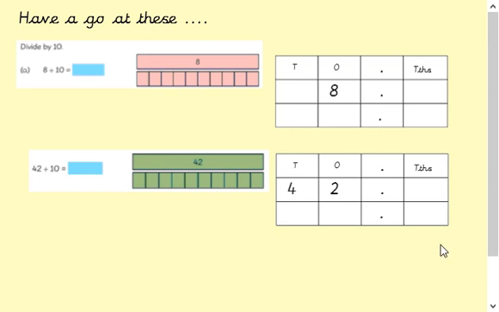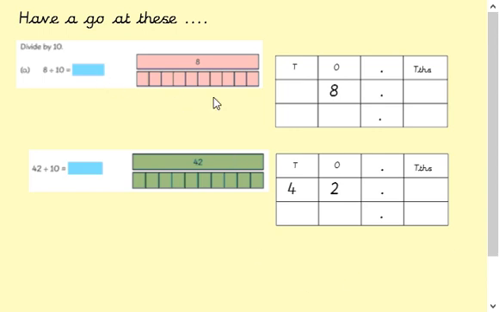Have a look at these questions and see if you can find me the answer. So we've got 8 divided by 10 and we've got 42 divided by 10. Press pause now while you're looking at it and then press play and we'll go through the answers together.